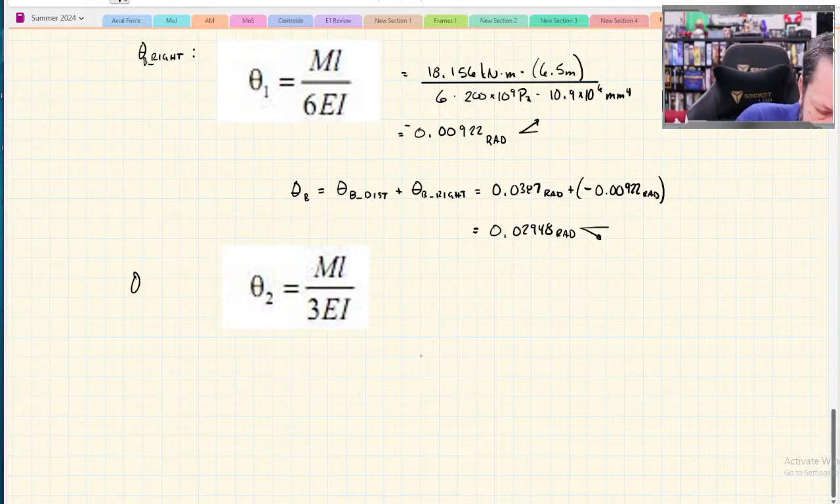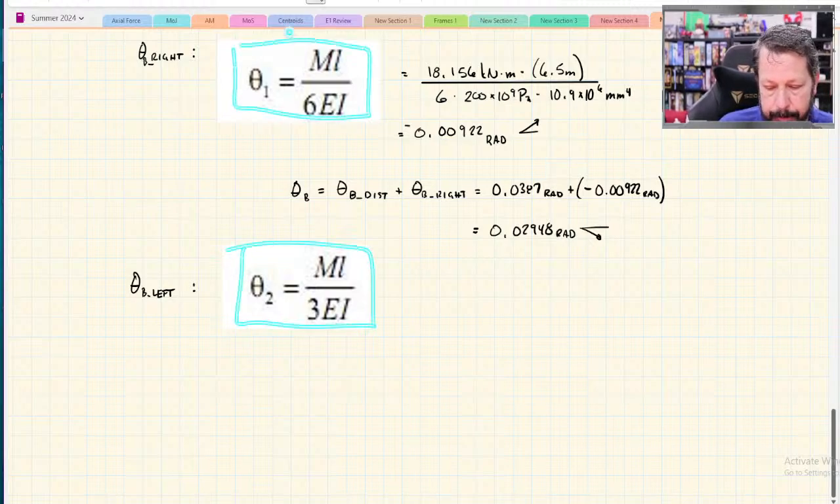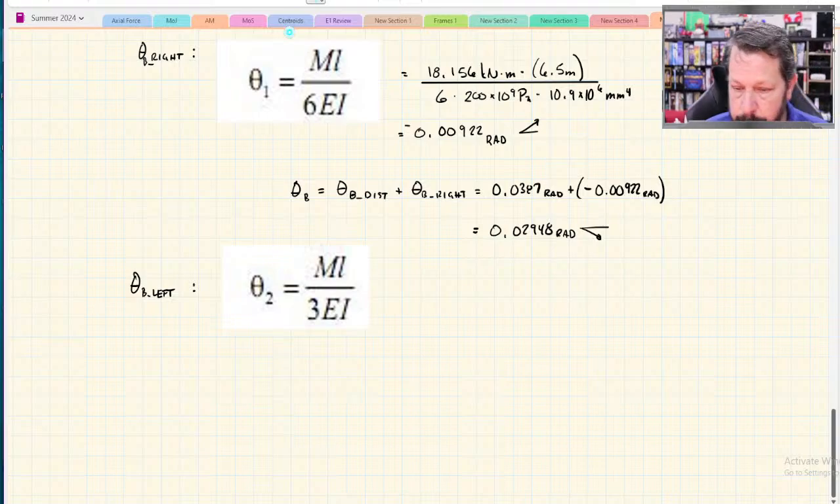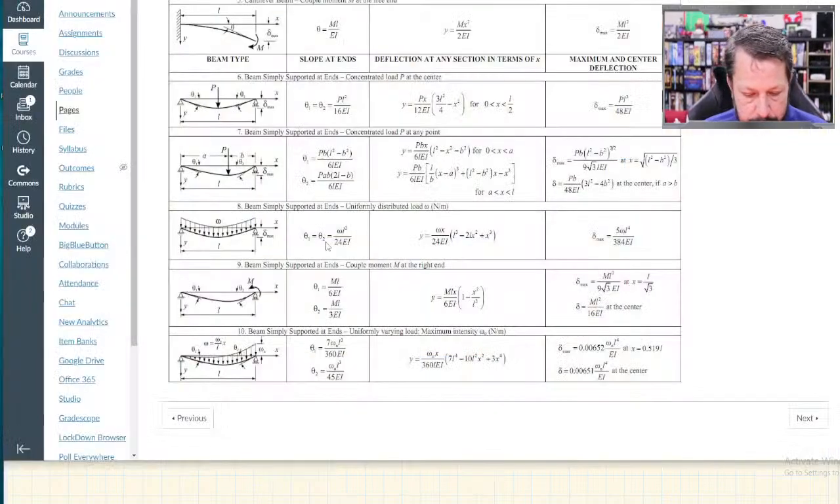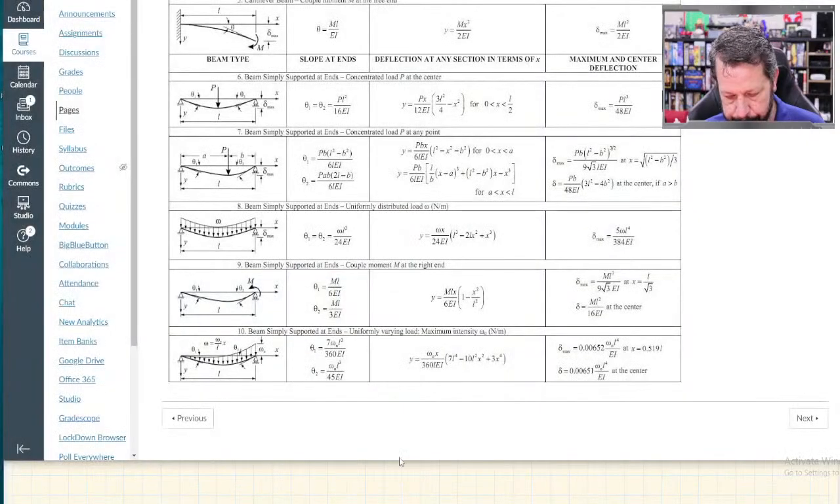So I think what we're missing is theta B from that left hand, which is the blue distributed load. There's a trick. We have to use the other theta 2. And we picked theta 2 because theta 2 in our diagram here is the one that's, let me copy this. Let me copy both of those.